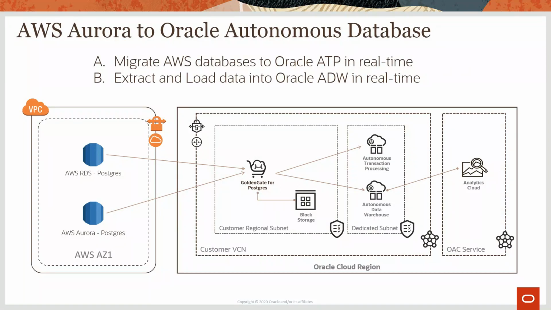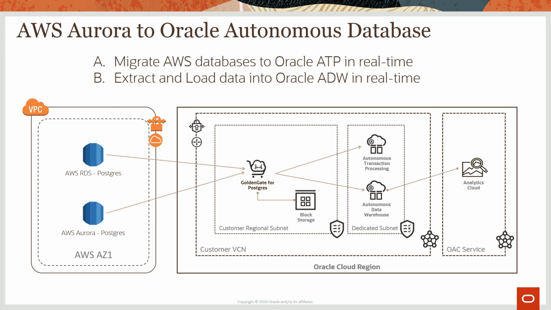So this is what a typical topology might look like when capturing from AWS. I'm showing two different sources here. In this case, on the left, RDS Postgres, and then AWS Aurora. In this diagram, what we're showing is GoldenGate running from the OCI marketplace for Postgres, and there's a block storage bin attached, which is where GoldenGate will store its trail file information, for example. And then from a delivery perspective, this particular topology is writing the transactions, or delivering the transactions, into two different engines.